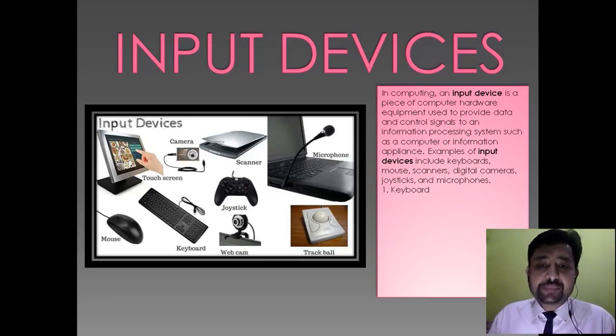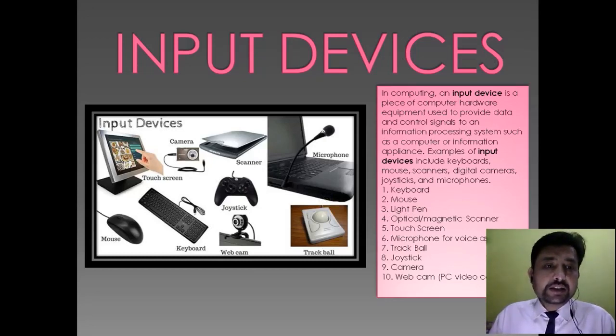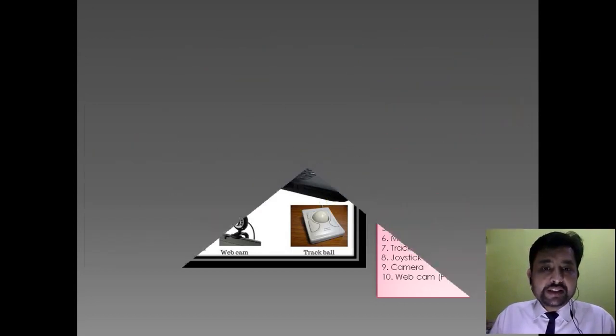So you can see first is keyboard, the second is mouse, third is light pen, fourth is optical magnetic scanner, fifth is touch screen, sixth is microphone for voice, number 7 is trackball, number 8 is joystick, number 9 is camera, and number 10 is webcam. Besides this, you can see a few figures with their names. So these all are input devices.